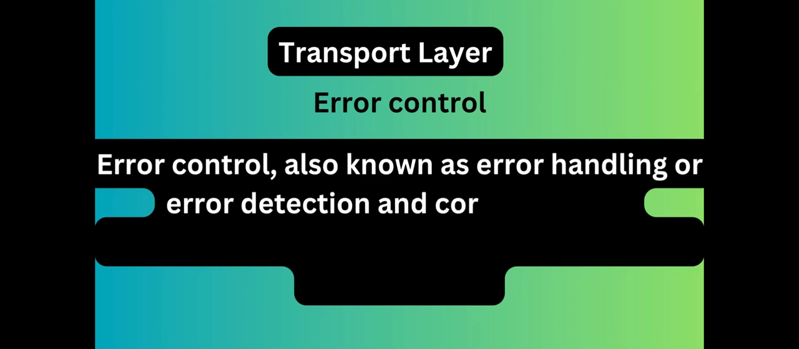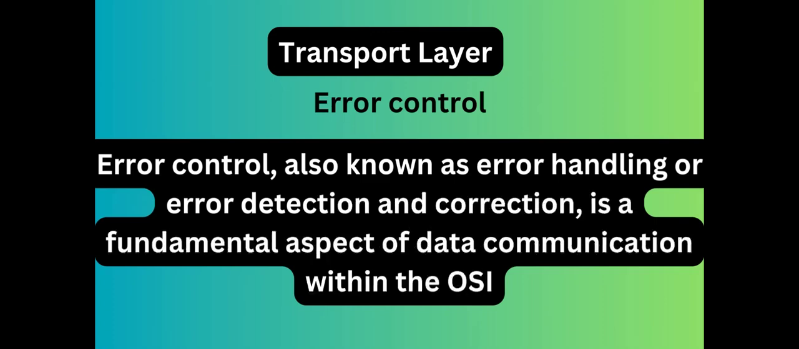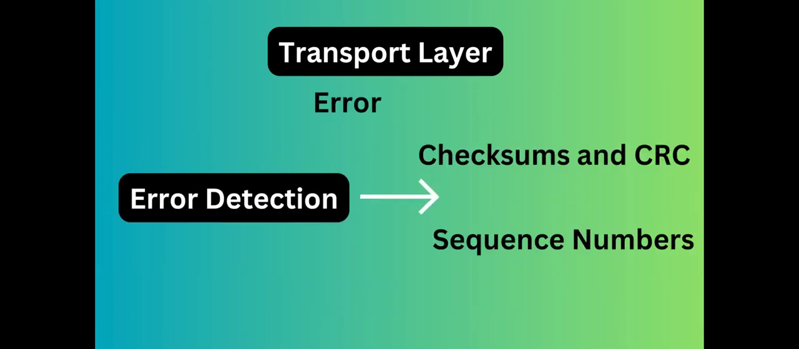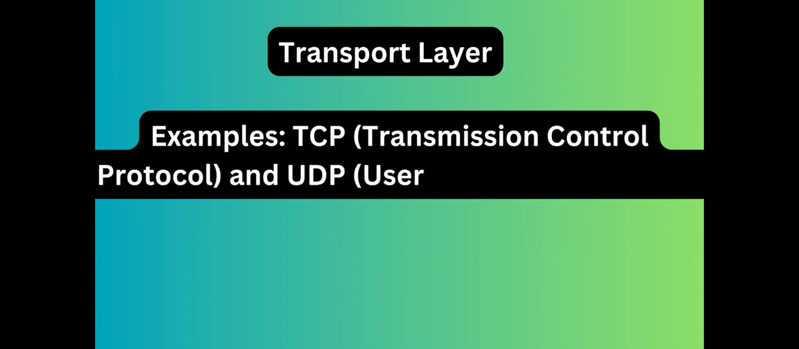Error control. Error control is performed end-to-end rather than across a single link. The sender transport layer ensures that the message reaches the destination without any error. Examples of transport layer protocols are TCP and UDP.